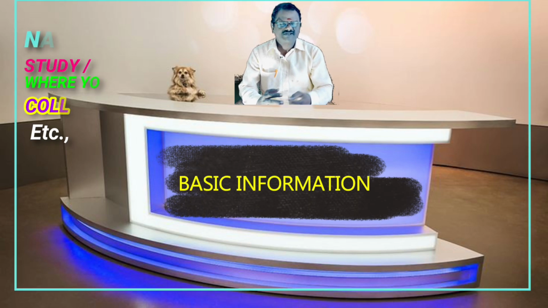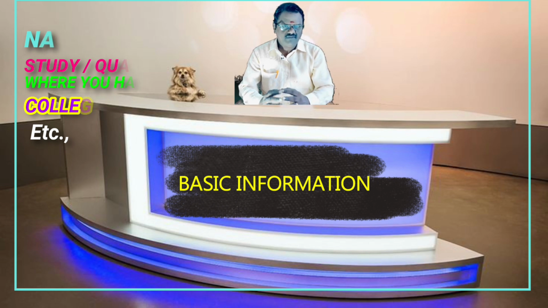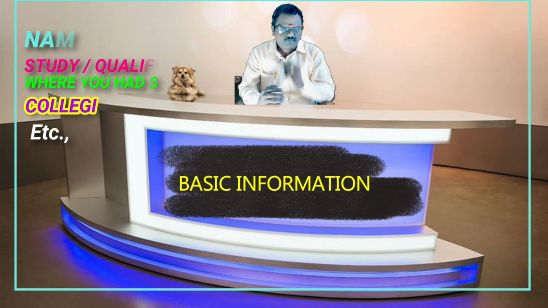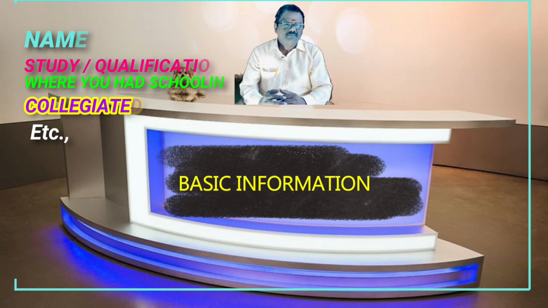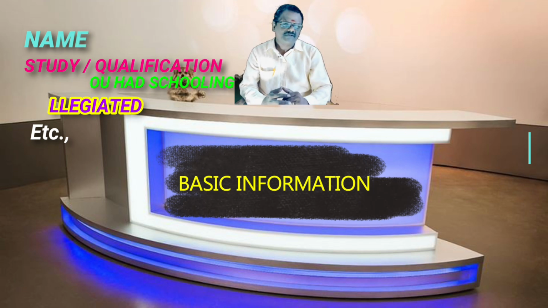Then give your basic information. Basic information means how to talk about ourselves. First we say our name, our father's name, our qualification, where we were brought up, all these things. Then we have to be close to them. Being close means you need not go near to them, but we have to maintain some closeness.